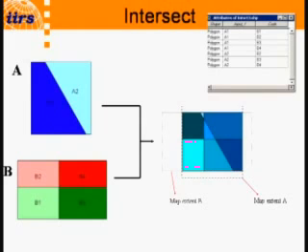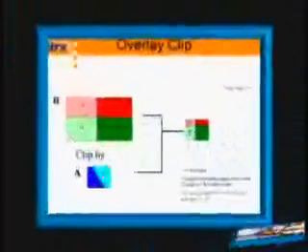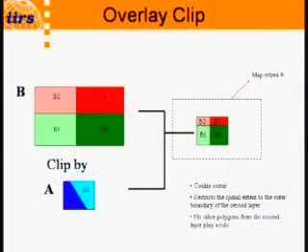So it is not necessary that both the extents should be the same. There should be some overlap with the same projection system. Then you can easily run an intersect operation. Then you have a clip operation.